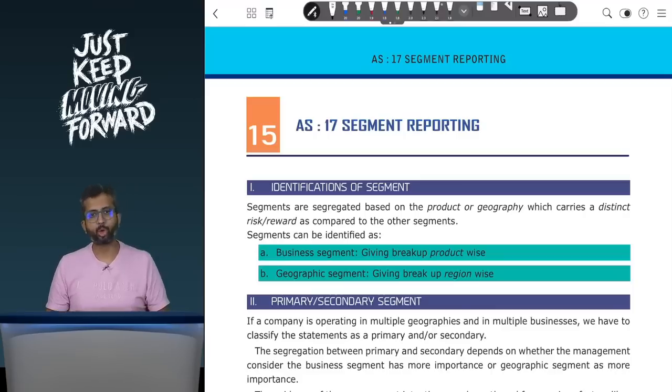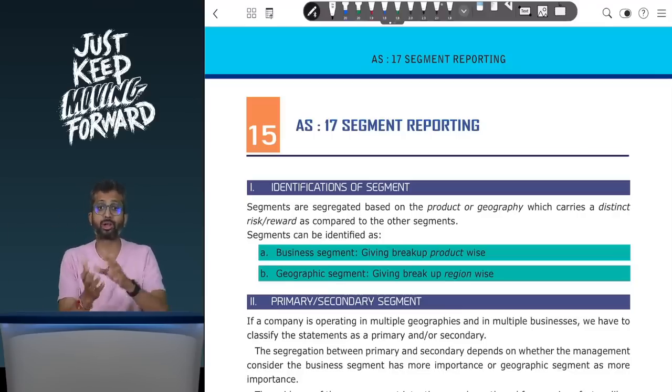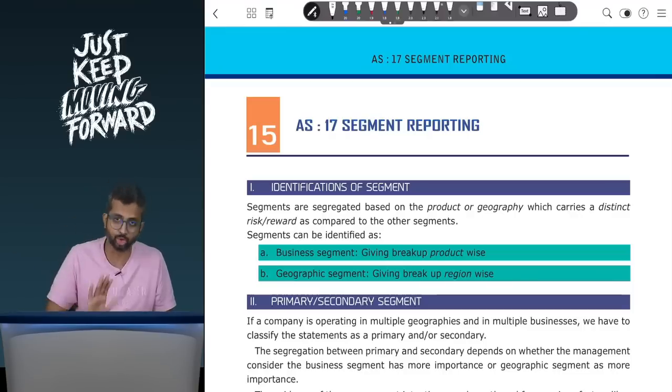This is on segment reporting. This is more of a disclosure standard. So when you look at segment reporting, a segment report has to be given in the notes to accounts. It is not like a cash flow statement, which is a part of the core financial statements. It has to be disclosed in the notes to accounts.